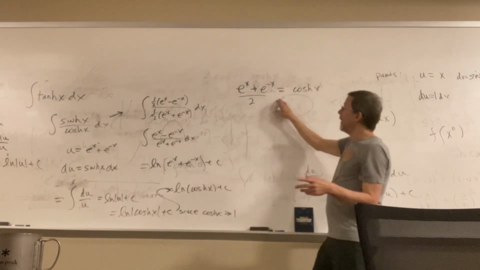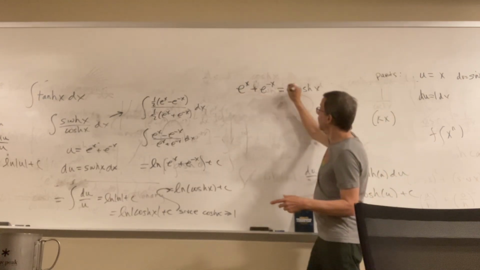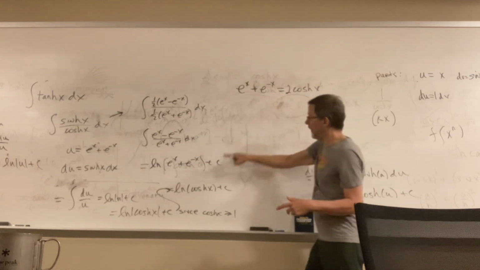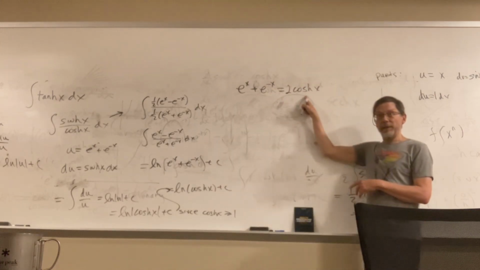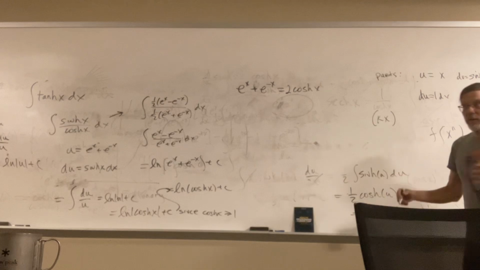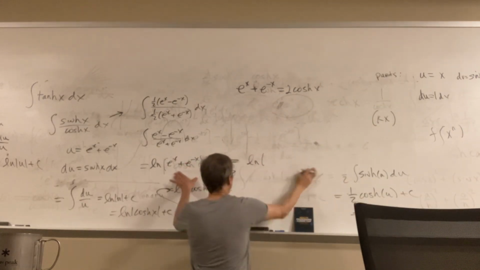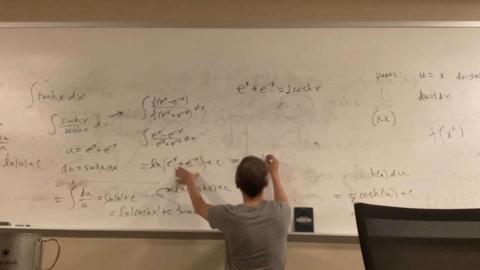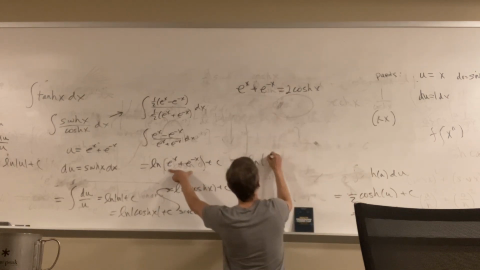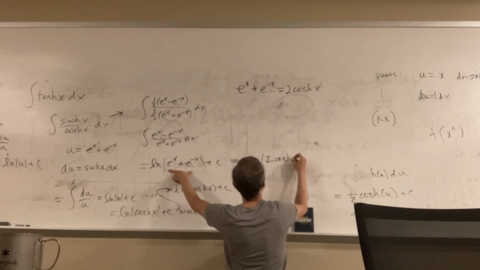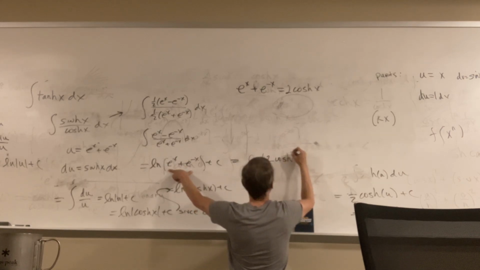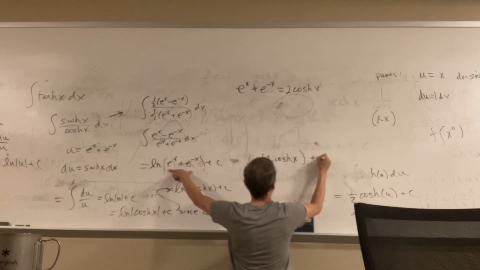So what if I multiply both sides by 2? This thing can be written like that. Let's just stop. Let's take a look here. So now this is natural log. There's actually a really cool lesson in this. So e to the x plus e to the negative x is 2 hyperbolic cosine of x, plus c.